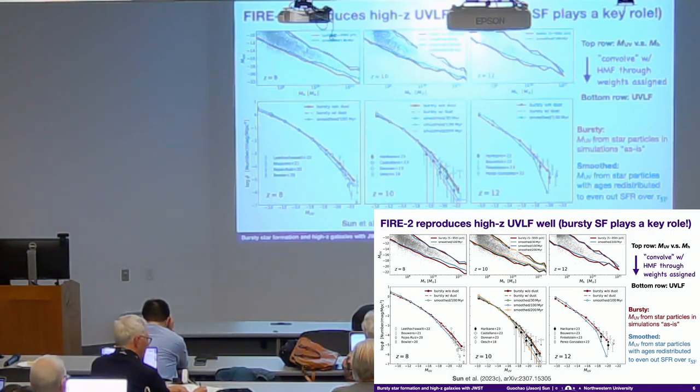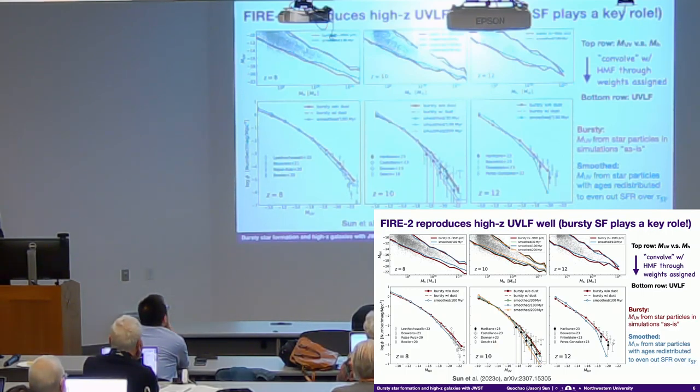Whereas in the second contrasting scenario, which we call smooth, the UV magnitude is derived from star particles after a redistribution of their stellar ages, or if you want, star formation times, to even out the star formation rate fluctuations over some given time scale. So there is some smoothing kernel associated with this smooth scenario.